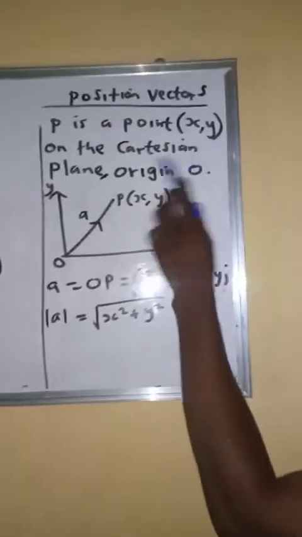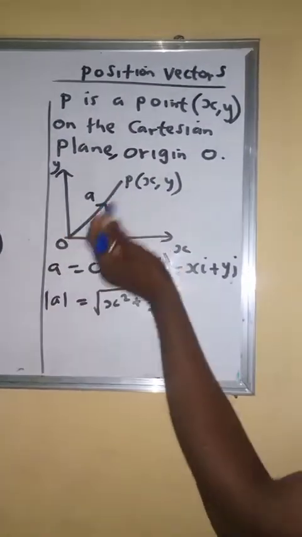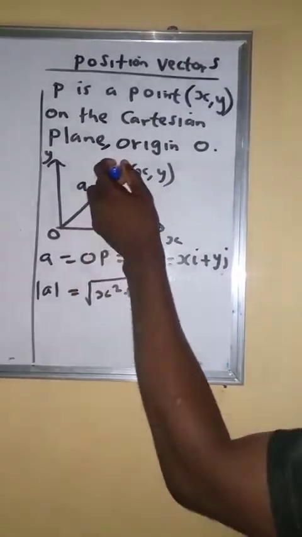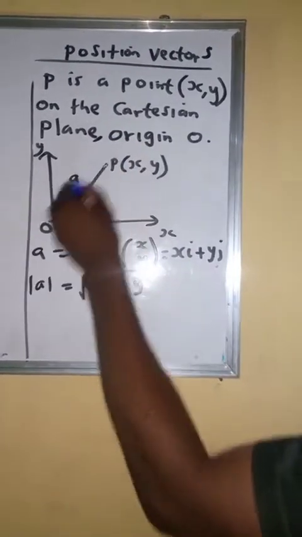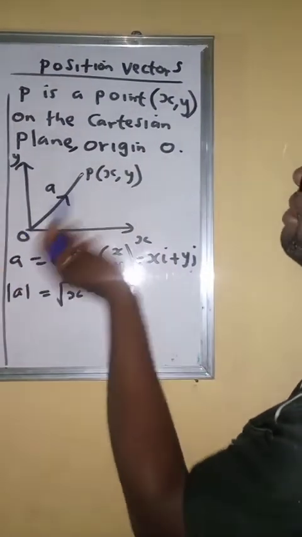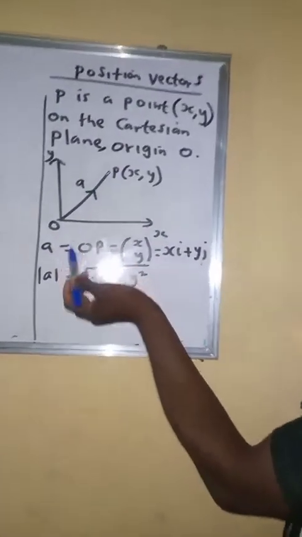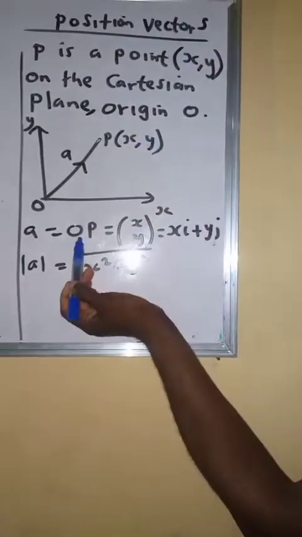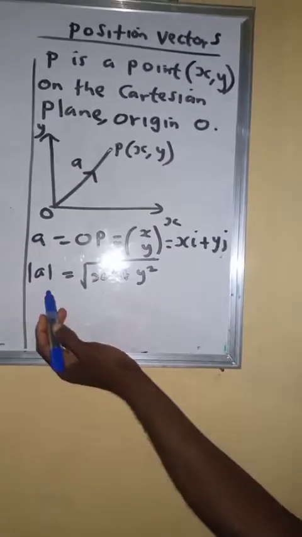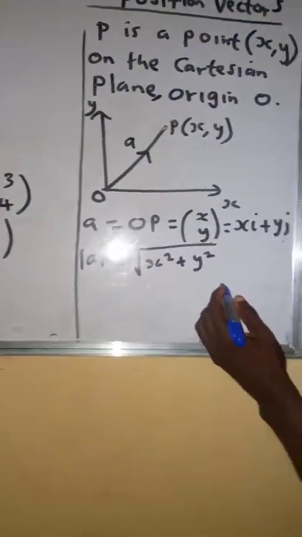Now let's quickly look at the position vector. P is a point (x, y) on the Cartesian plane, with origin O. We said in our last video that a line with an arrow showing direction is used to represent a vector. So a position vector is a vector that is represented from the origin O. This displacement vector A is the position vector OP, and you can see that OP is (x, y) in column form, and this is the component form. The modulus of A is the square root of x squared plus y squared.